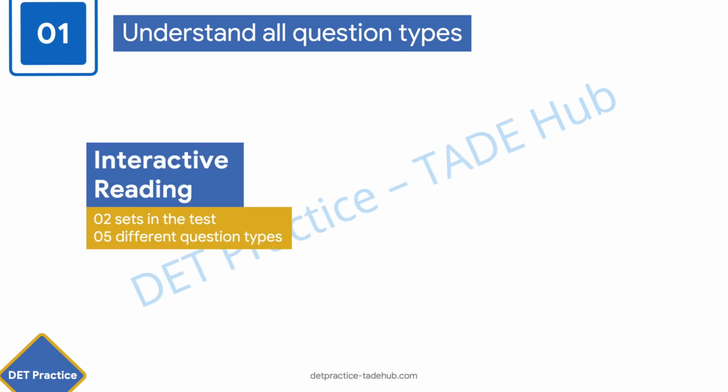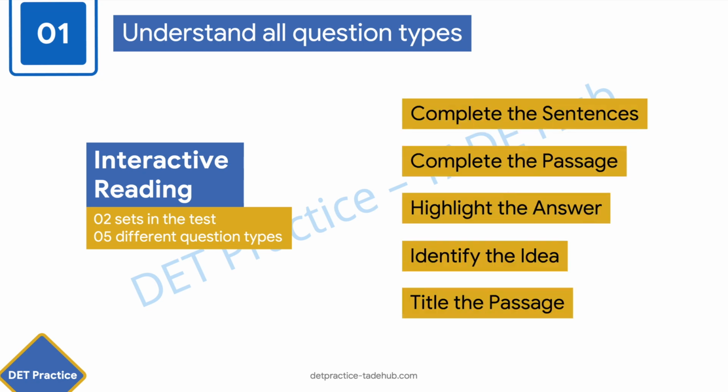The next one is interactive reading. We have 2 sets of interactive reading in each Duolingo English test. And for each set, we have 5 different question types, including complete the sentences, complete the passage, highlight the answer, identify the idea, and title the passage.